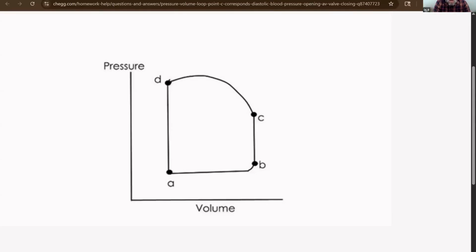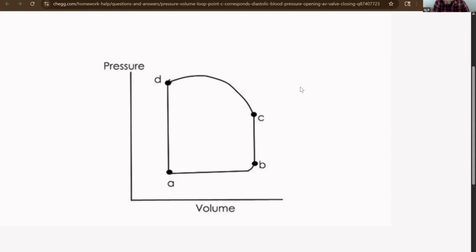While he's looking for that, I'm going to go ahead and introduce the topic. So PV loop. P stands for pressure, V stands for volume. You've got pressure on the y-axis, so that's the P, and then you have the volume on the x-axis, right? The vertical axis is going to be the pressure, and the volume is going to be on the x-axis.